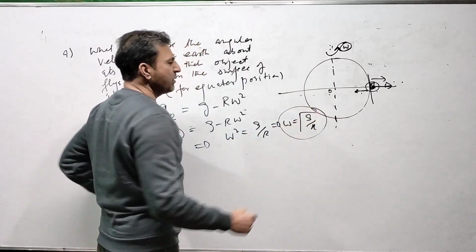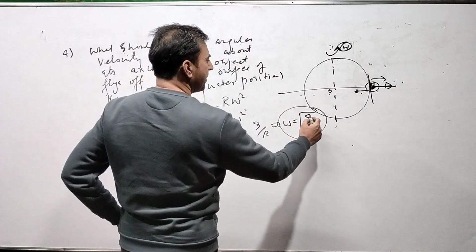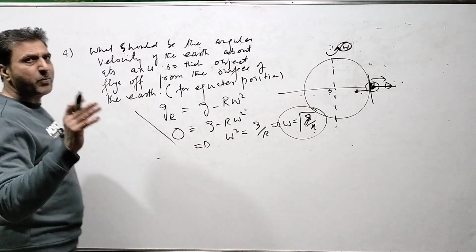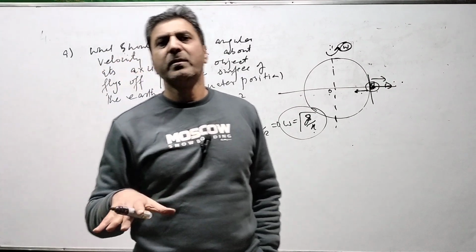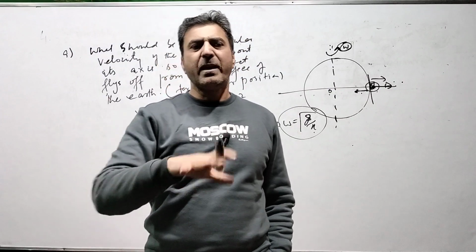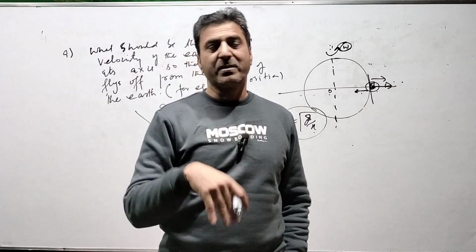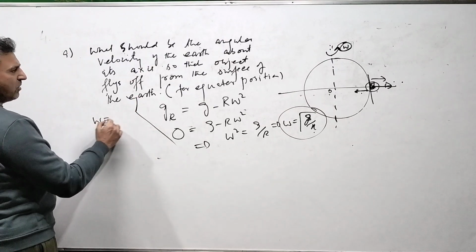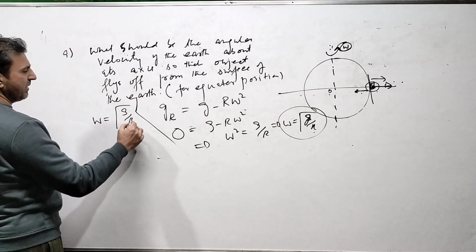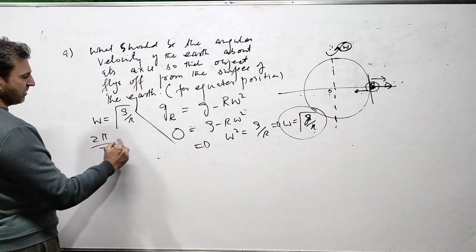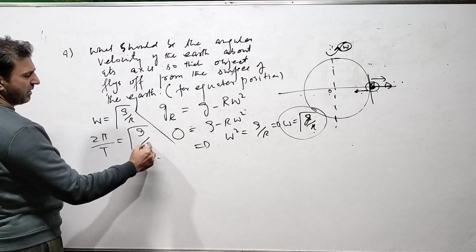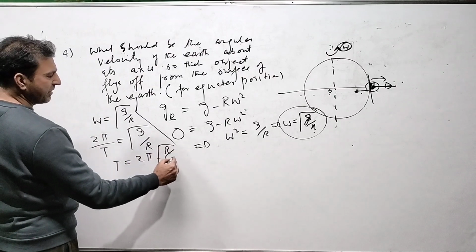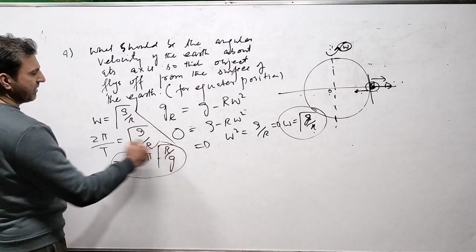You can substitute g and R, and you can get the answer. We can also find the time period, which is 24 hours right now. We know the time period of the earth about its own axis is 24 hours by our standard measures. So omega is equal to root of g by R. It is 2 pi by T is equal to root of g by R. T is equal to 2 pi root of R by g. This is the time period.